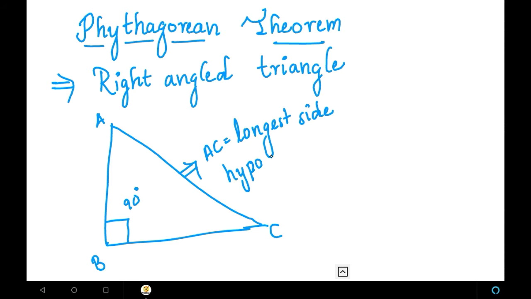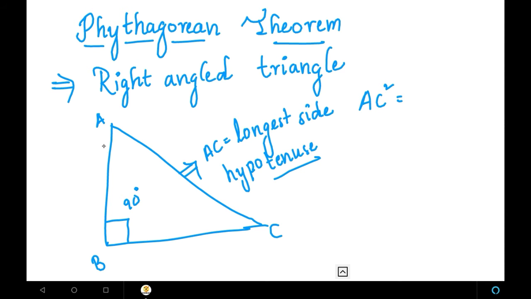Longest side in the triangle is hypotenuse. In this triangle ABC, AC is the longest side. So AC is the hypotenuse. So for finding hypotenuse, we have this formula. AC square: according to the statement, the square of hypotenuse is equal to the sum of squares of other two sides.